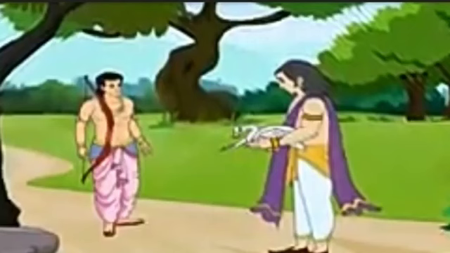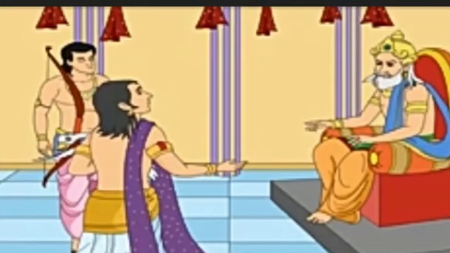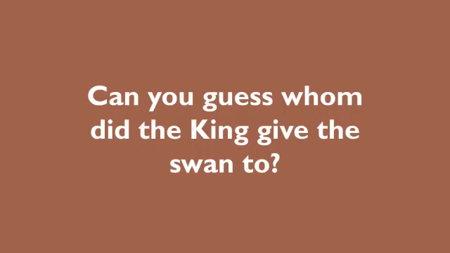Devdutt still did not agree. Then Siddharth suggested, Let us go to the court and ask the king who really owns the swan. Devdutt agreed. So off they went to the court of the king to tell him about the quarrel. Children, can you guess whom the king gave the swan to?